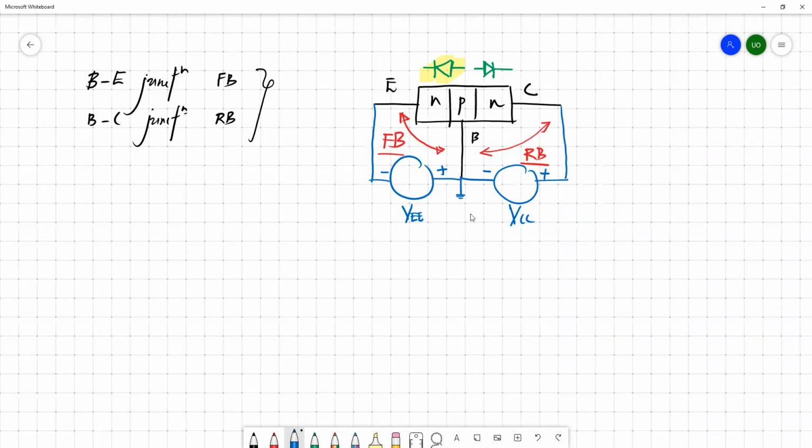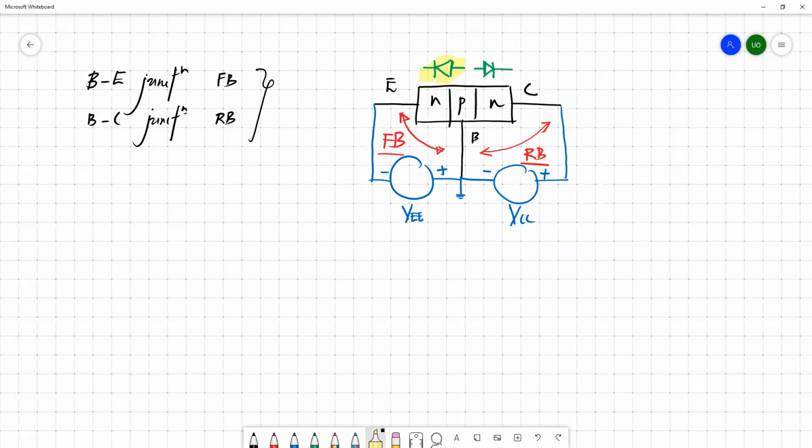So for this particular case, we need to have two sources. One is VCC, the other one is VEE. But if you consider a practical circuit, you need to feed these two junctions through a single power supply. Later on we can see how we can accommodate these two conditions using a single power supply. For the time being, keep in mind that these two conditions should be satisfied.